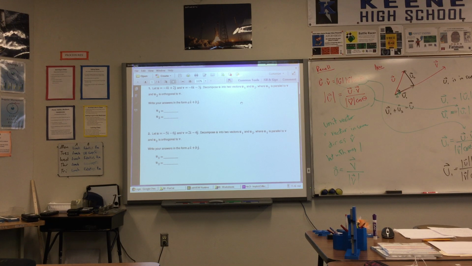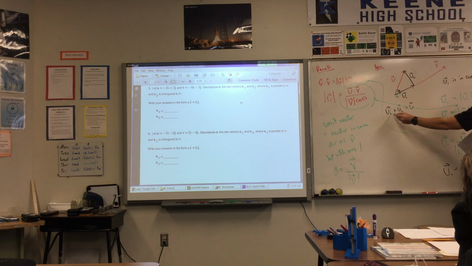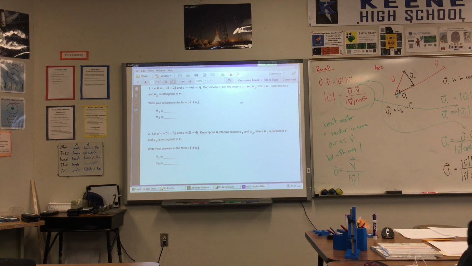Just canceling the cosines. So u dot v over magnitude of v squared times vector v. And once I find u1, then I can say u2 equals, utilizing this formula, u minus u1.